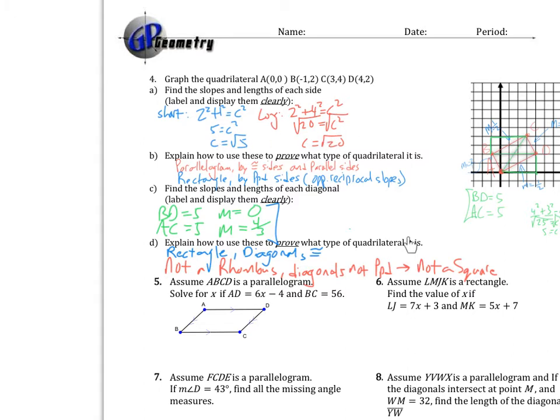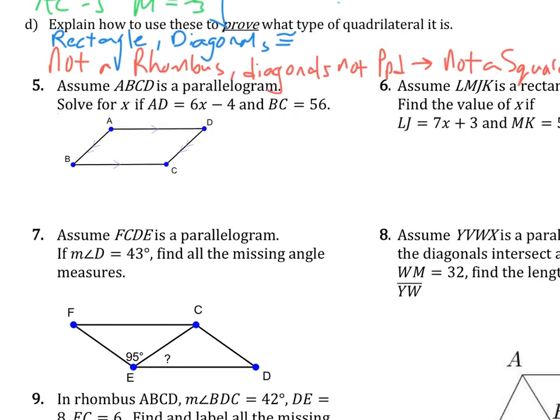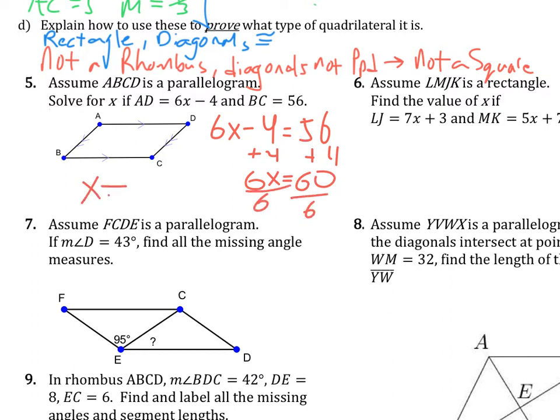All right, so now those are a big part of the test there as we've been talking about, all right? A couple more. These are fairly quick ones, okay? So we've got a parallelogram here. If AD is 6x minus 4 and BC is 56, well, those two have to be the same because we know opposite sides are congruent. So let's make an equation. And that should be pretty easy to solve. Add 4, add 4. 6x equals 60, divided by 6. And x is 10. Okay? Got it. All right? Opposite sides are congruent if it's a parallelogram.